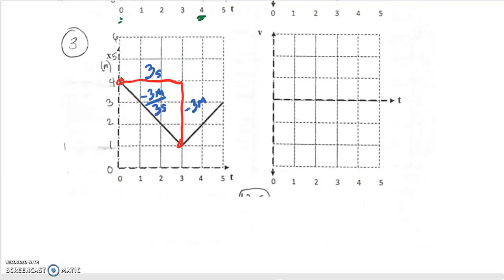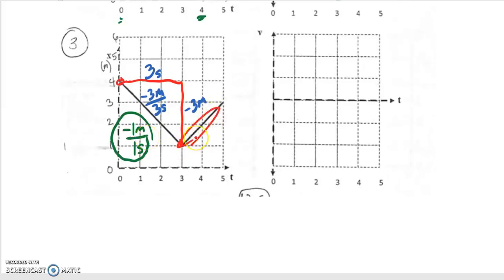Number 3, you can see there's a change in the motion at 3 seconds. So we do this in 2 pieces. The first 3 seconds, I take the slope and I get -3 meters rise, which is a drop of 3 meters, in 3 seconds. And that means that every 1 second, it's a decrease of 1 meter.